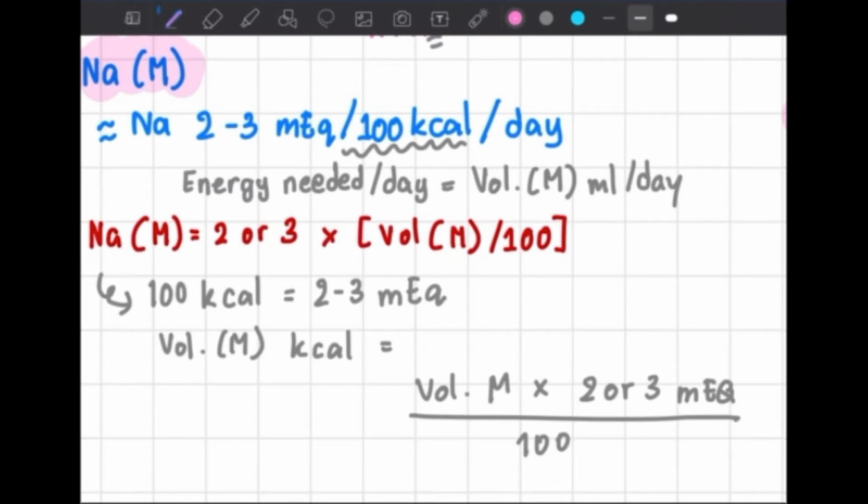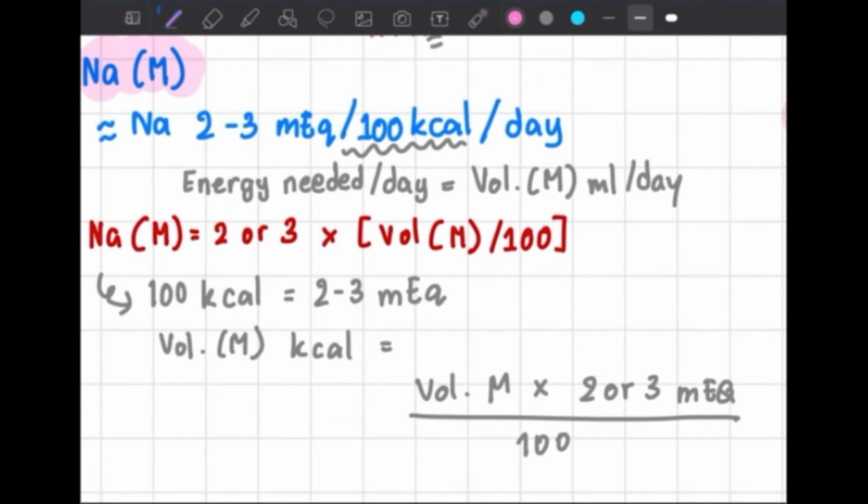And the formula here is in red as usual. Sodium maintenance is 2 or 3; you can choose your pick. I usually take 3, multiplied by the volume maintenance divided by 100. And actually this is not any random numbers put together, okay? It's a, what's that called? A rule of 3 arithmetic, if you guys could still recall.